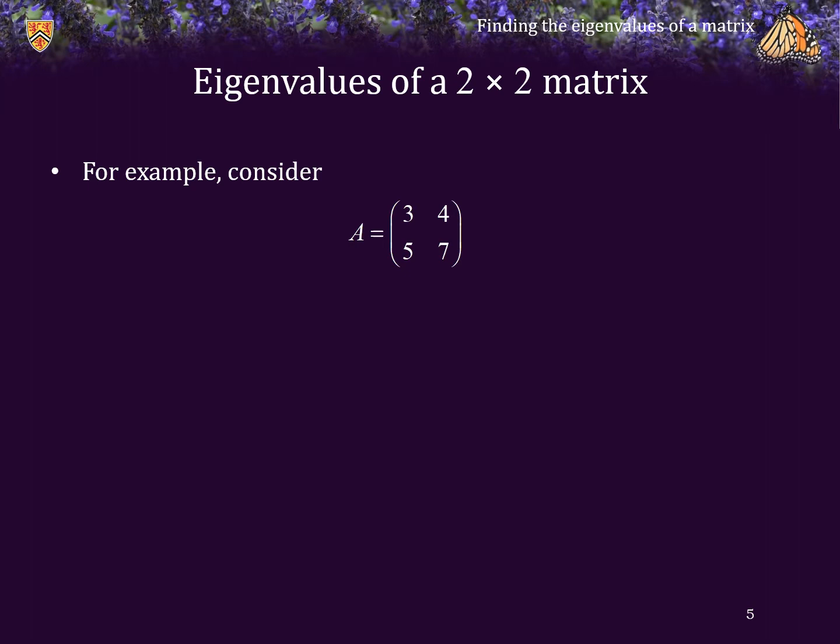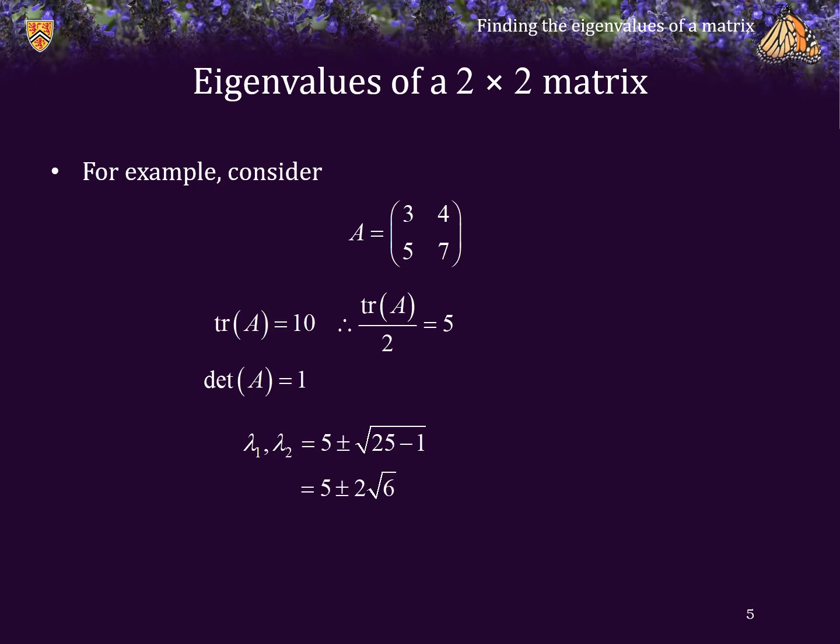For example, consider this 2 by 2 matrix. The trace is 10, and therefore the trace over 2 is 5. The determinant is 1. Therefore, the two eigenvalues are 5 plus or minus square root of 5 squared minus 1, and that just simplifies to 5 plus or minus 2 root 6.